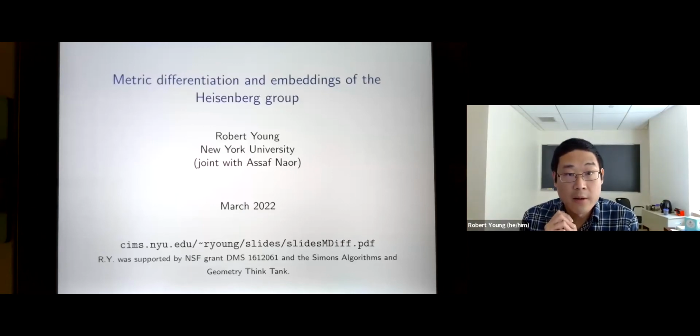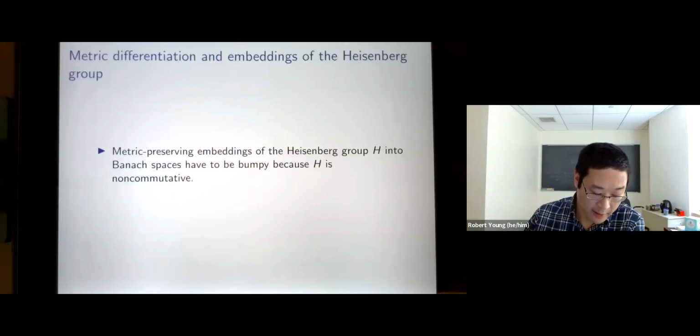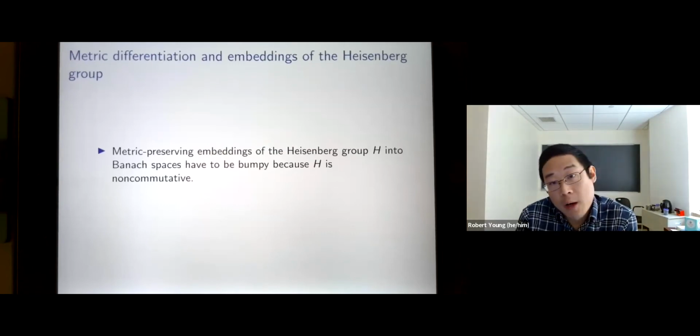So I want to talk about metric differentiation and embeddings of the Heisenberg group. Basically, I want to try and convince you of two things today. One, the Heisenberg group is arguably the simplest non-abelian Lie group, and I want to talk about the effect that has on the geometry.